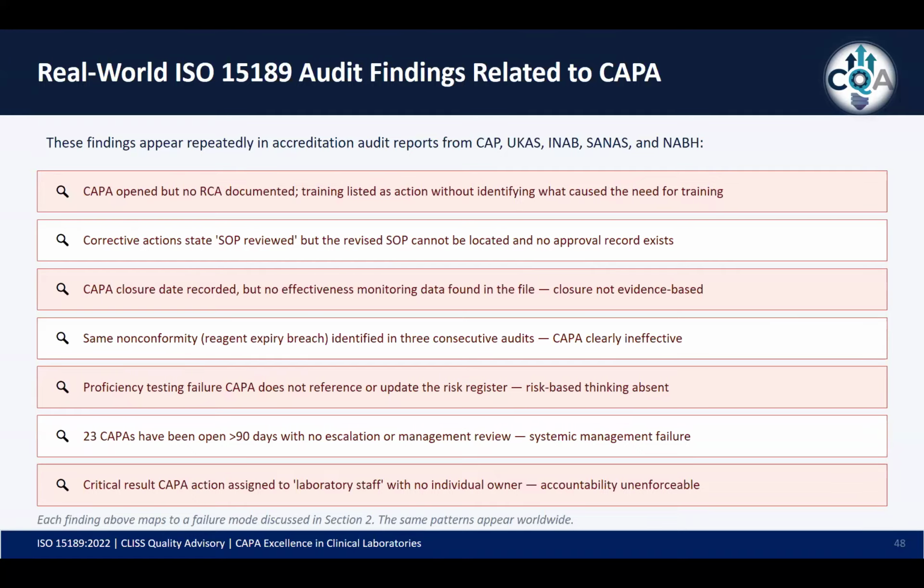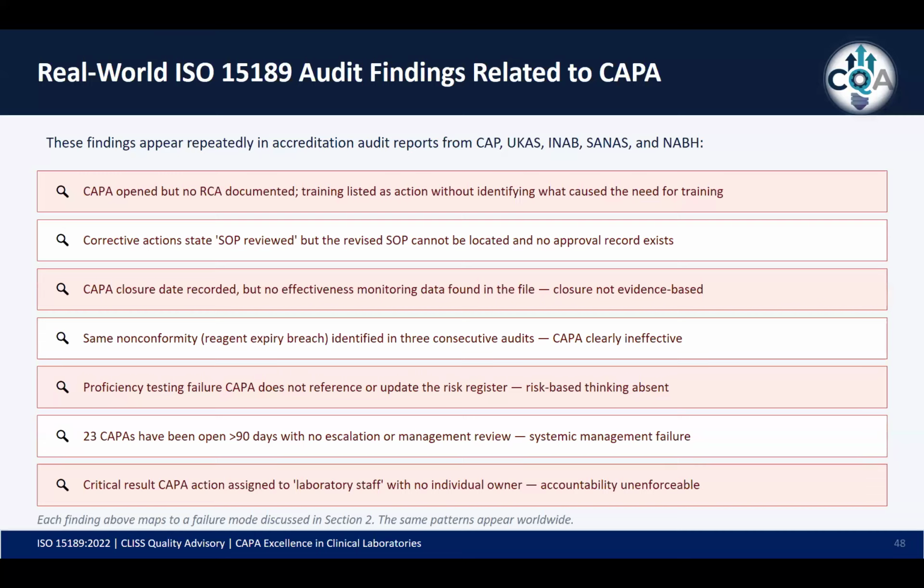And then a bit on real world ISO 15189 audit findings related to CAPAs and NC management. Okay. Number one, CAPAs that are opened but no root cause determination is documented. Corrective action states an SOP was reviewed, but the revised SOP cannot be located and there is no approval record existing. So you see it on the form, but there is no evidence to support that.